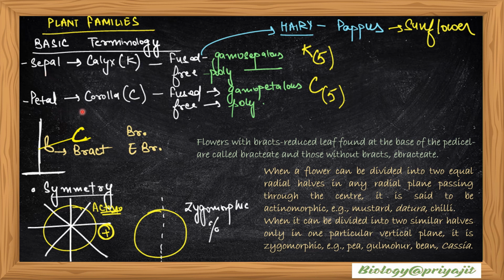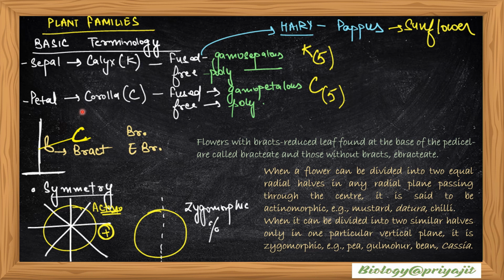Now we'll discuss the petal. A group of petals is called corolla, which is denoted by capital C. Likewise, in a fused corolla, where the petals are fused with each other, they are called gamopetalous, and when the petals are free from each other, the condition is called polypetalous. The number of petals within a corolla, if written within brackets, means they are in fused condition. If without brackets, they are freely arranged, or polypetalous.